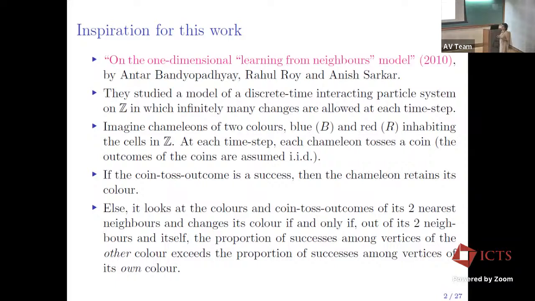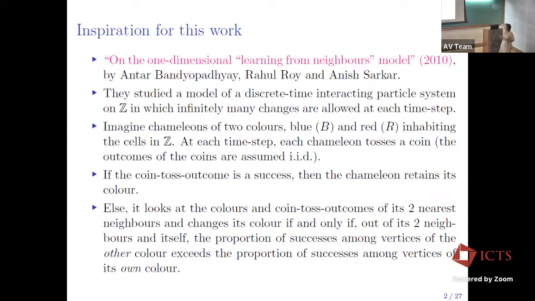So how do these updates happen? The way they described this, although when I was writing up the draft I realized my language is not so fancy, they called these particles chameleons. They are chameleons of two different colors, blue and red, and one chameleon inhabits each cell of the integer line, each lattice point. At each time step, every chameleon is allowed to update its color according to a stochastic rule. The rule is as follows.